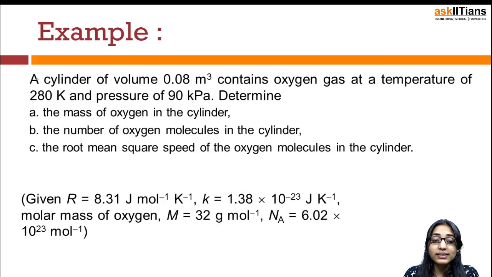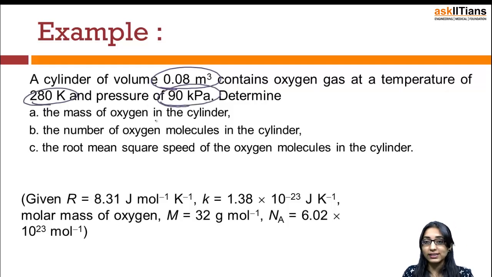It says that a cylinder of volume 0.08 meter cubed contains oxygen at a temperature of 280 Kelvin and a pressure of 90 kilopascals.